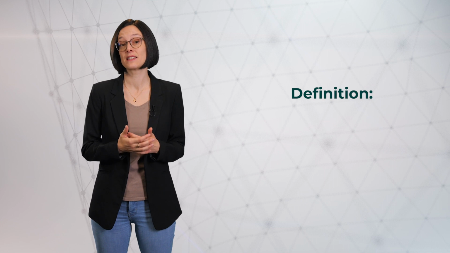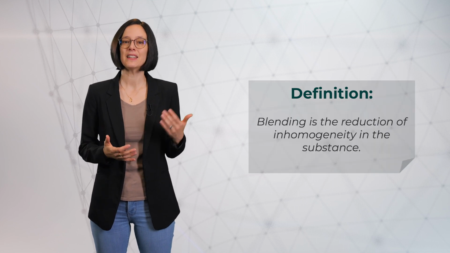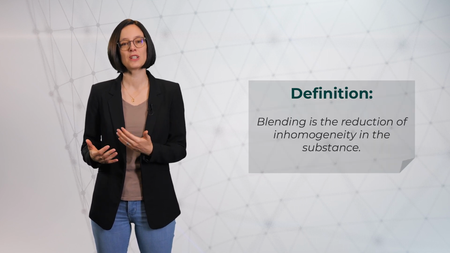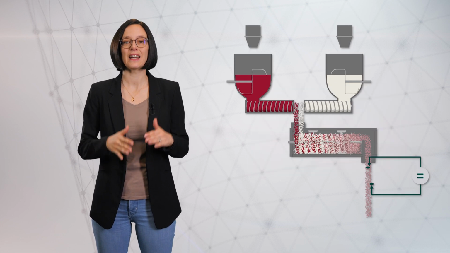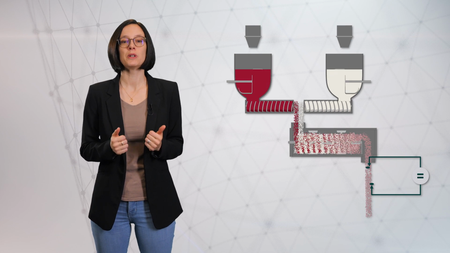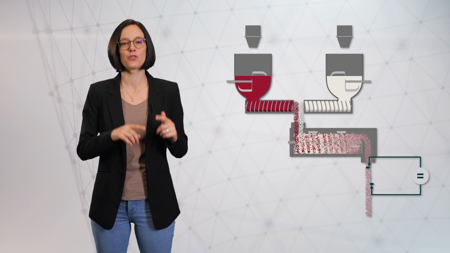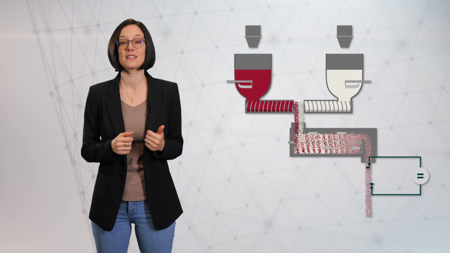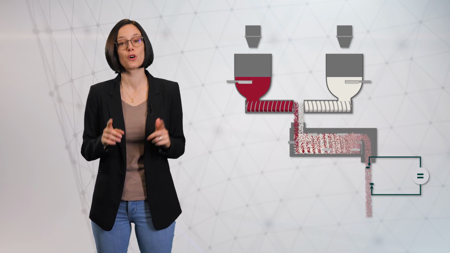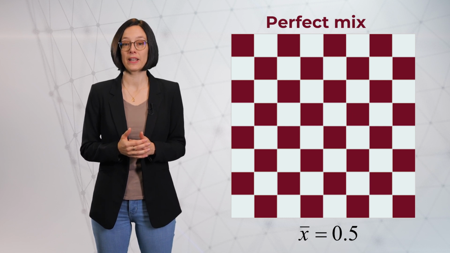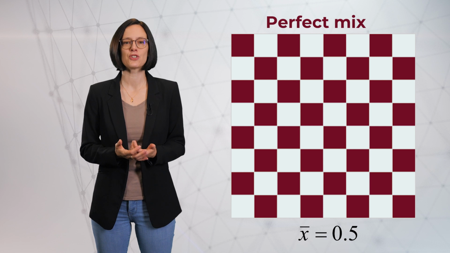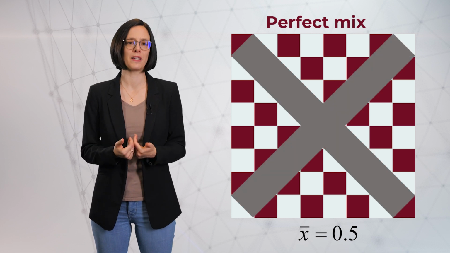Let me begin with the definition of blending or mixing, as it can be called. Blending is the reduction of inhomogeneity in the substance. If two powders are mixed, the ideal homogeneity would be reached if any sample that is taken from anywhere in the blend contains exactly the same proportions of each substance, as shown here for a case of a 50-50 mixture. In practice, such an ideal mixture can never be reached in powder blends.